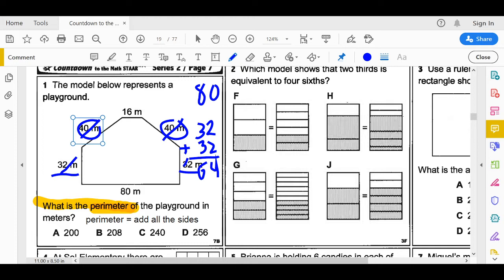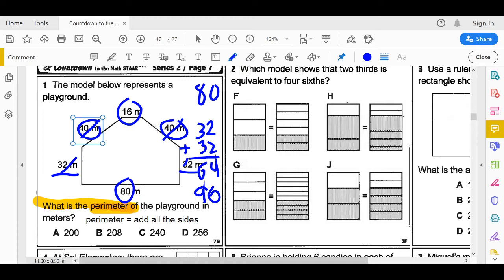Now I'm going to add the two numbers that I have left. 80 plus 16. That is also an easy addition there. 80 plus 16 is 96.